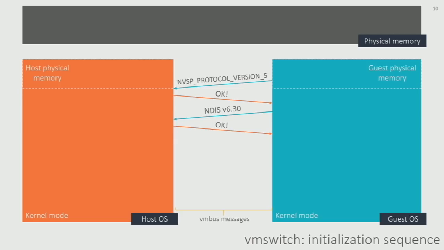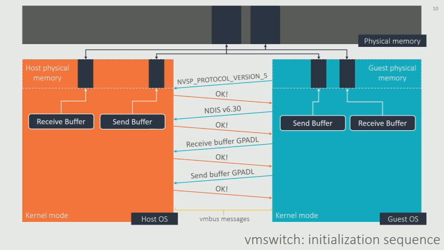And then after that, you're going to be sending these receive buffers and send buffers. So the receive buffer and send buffer are basically what's going to be used. So first off, they are shared pieces of memory. They are GPADLs. So the guest OS allocates them in its own memory space, sends them over through VMBus to the host OS. The host OS maps them, and then they're going to be used to basically transfer RNDIS packets.